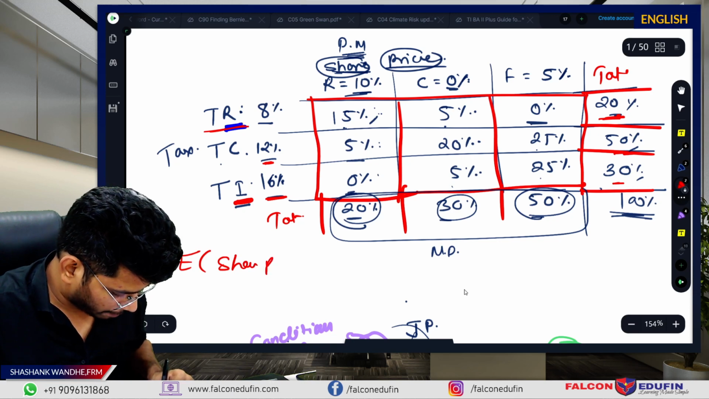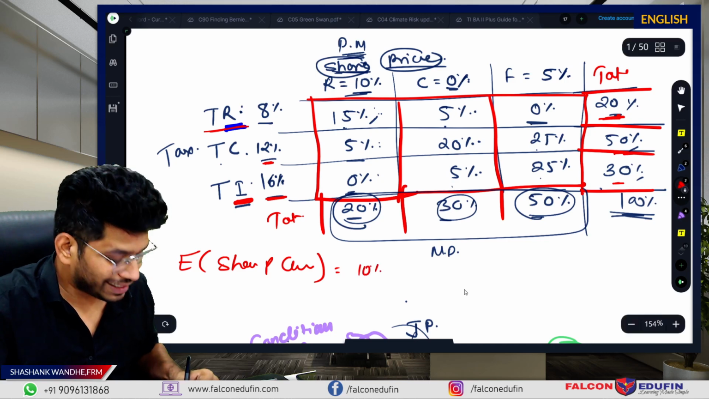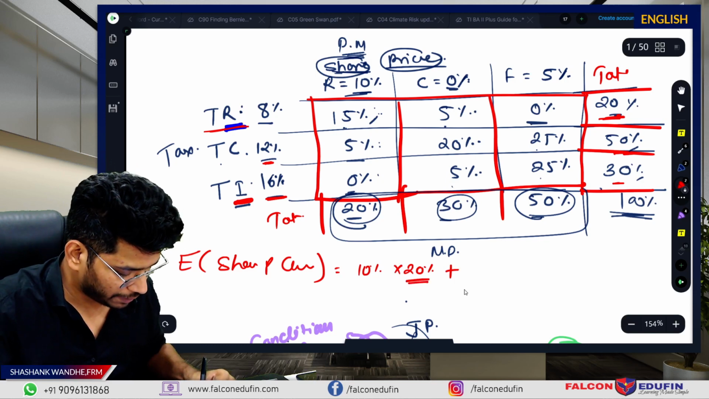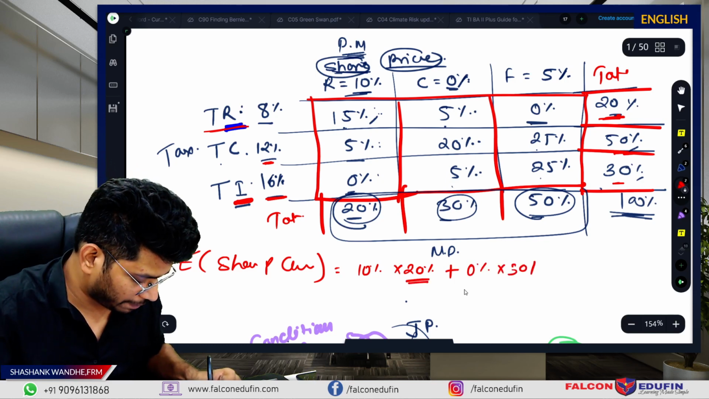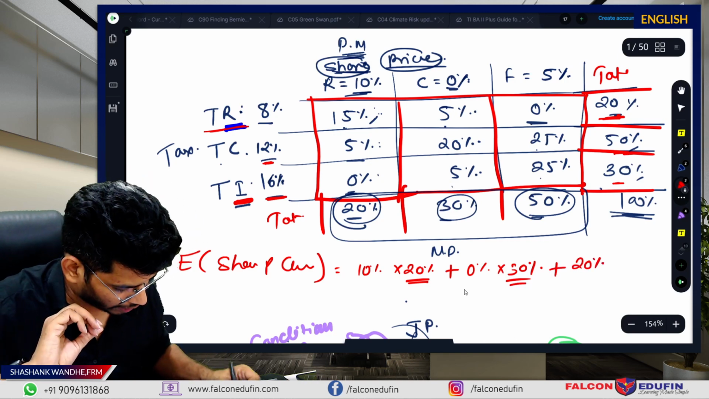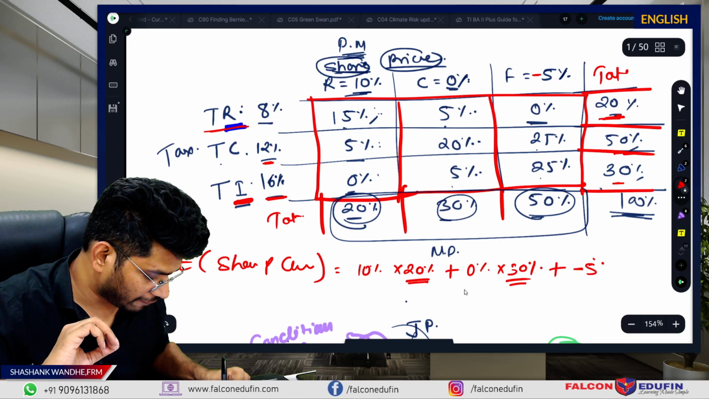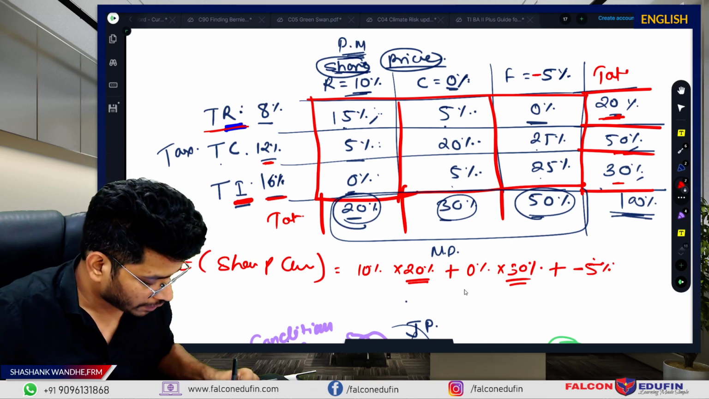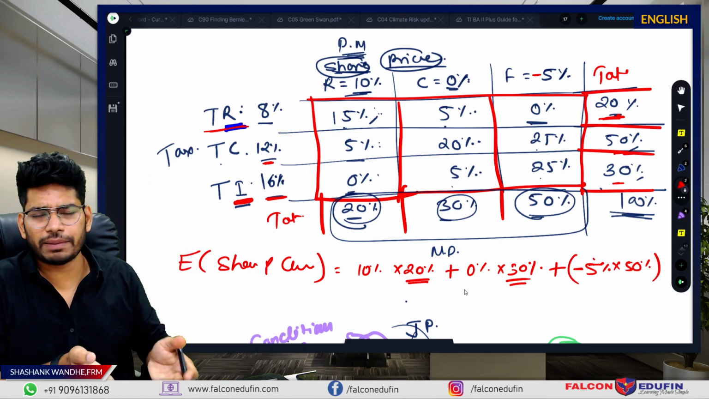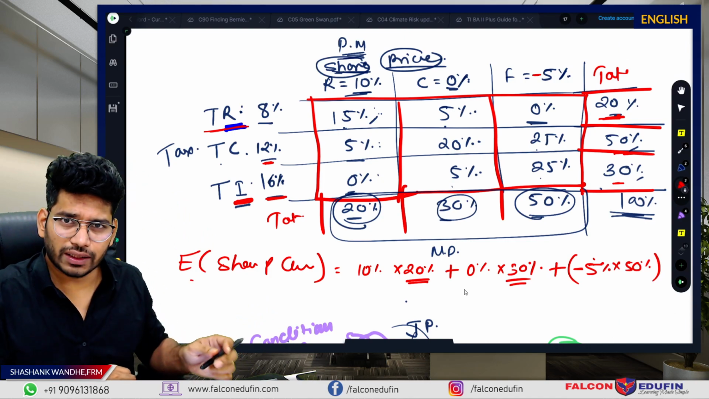Expected share price change. What is the formula for this? The formula is very simple. 10% increase multiplied by its probability, 20%, plus 0% change multiplied by 30% probability, plus 20% change, sorry, minus. It should be minus, okay? Because this is a fall, we will take this as minus 5% multiplied by 50% probability. Simple. Do the math and get the answer. So expected share price change, you can easily calculate this, right?